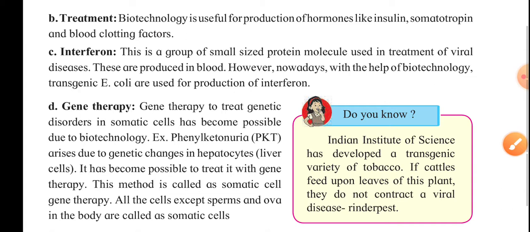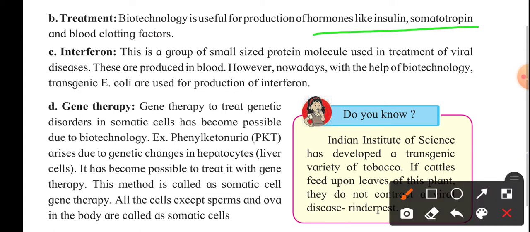Further, that is treatment. Biotechnology is useful for the production of hormones like insulin, somatotropin, and blood clotting factors. Interferon is a group of small sized protein molecules used in the treatment of viral diseases. Gene therapy to treat genetic disorders in somatic cells has become possible due to this technology. For example, PKU, that is phenylketonuria, arises due to genetic changes in the hepatocytes, that is, the liver cells.